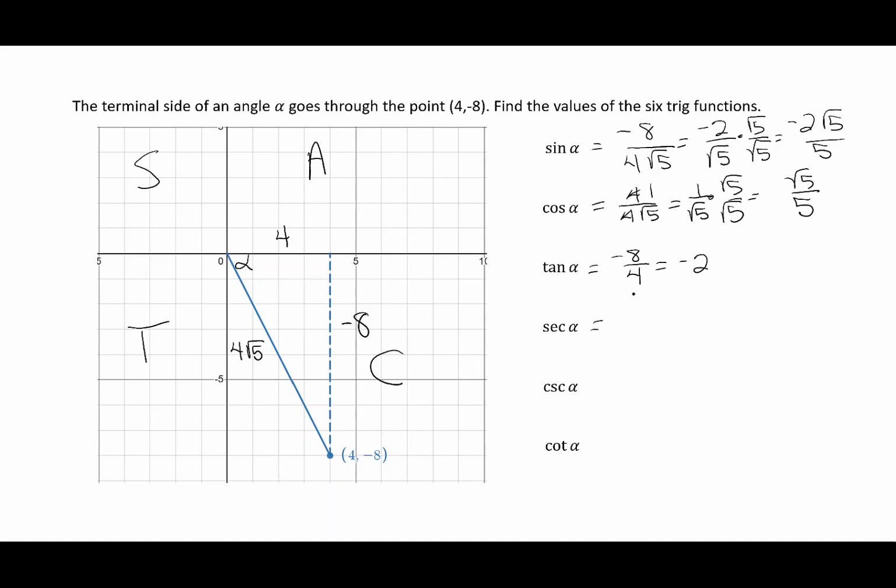Secant is the reciprocal of cosine. Let's go back to where we started with 4 over 4 square root of 5. I'm going to flip that over: 4 square root of 5 over 4. I'll cancel the 4's and get the square root of 5.